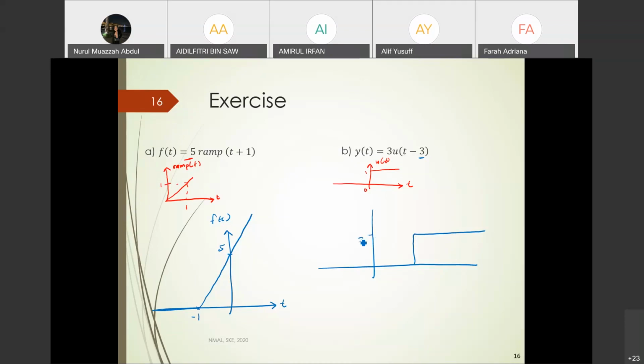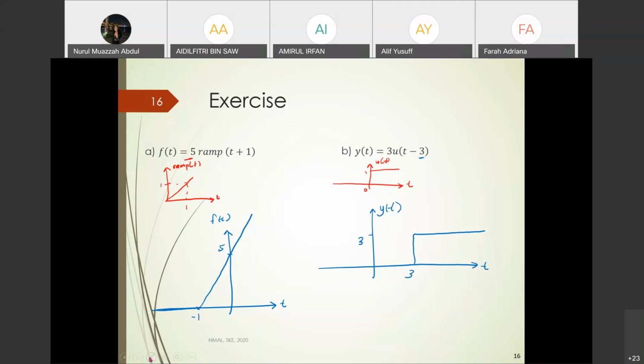So this is 3. Why 3? Because it has an amplitude, so we need to put 3. So this is YT. So it starts at 3.